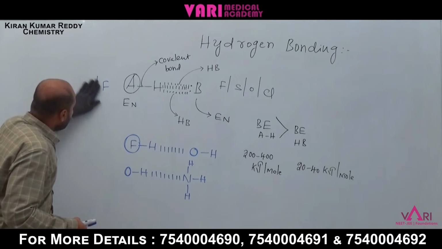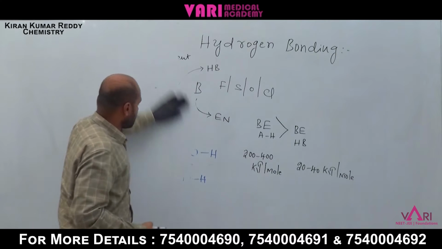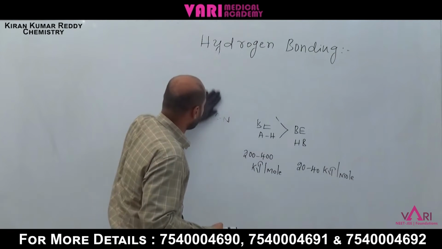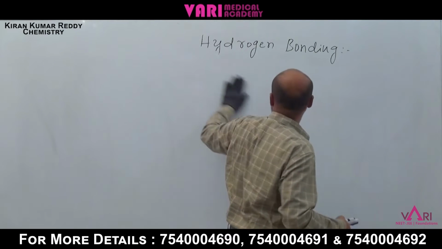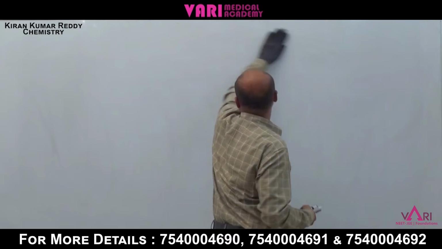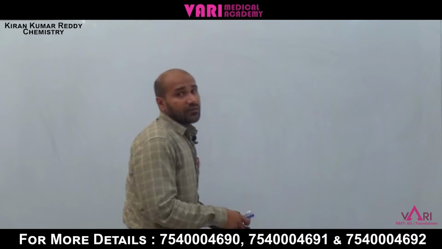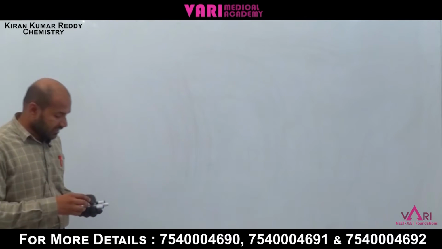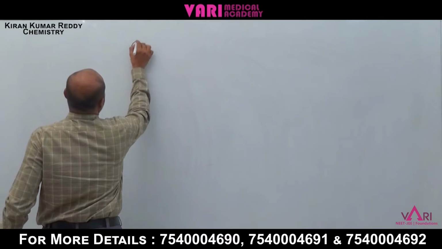Next, hydrogen bonding is divided into two types. One is intermolecular hydrogen bonding, another one is intramolecular hydrogen bonding. Write down intermolecular. There are two types of hydrogen bonding. One is intermolecular hydrogen bonding.